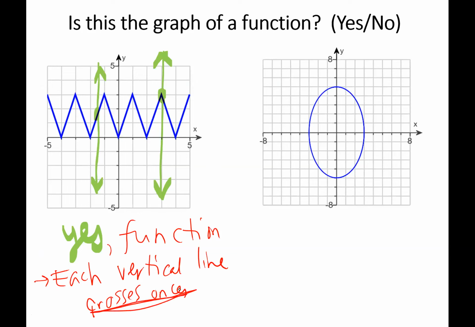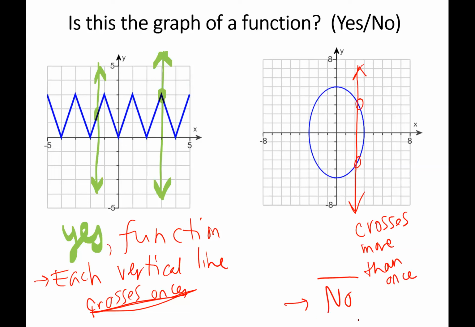All right, and then for this other example, this kind of looks like an oval here. Is this a function? Well, let's draw a vertical line through the graph. Really doesn't matter where. What you should notice, no matter where you draw a vertical line, is that it's actually crossing twice. So crossing more than once, that means it's not a function. So we would say no. This one's not a function.